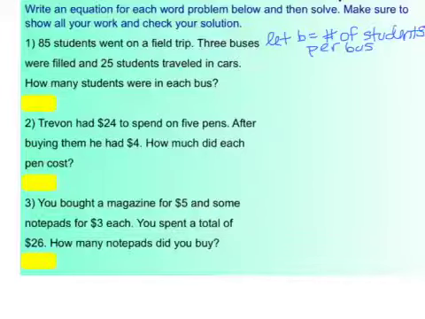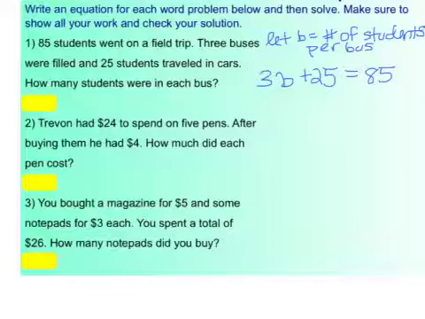were on each bus. Now, 3 buses means 3 times the number of students per bus, B, plus the additional 25 students in cars equals the total amount of students, which is 85. So now we have our equation, so we can solve for how many students were in each bus, which is what the question is asking.